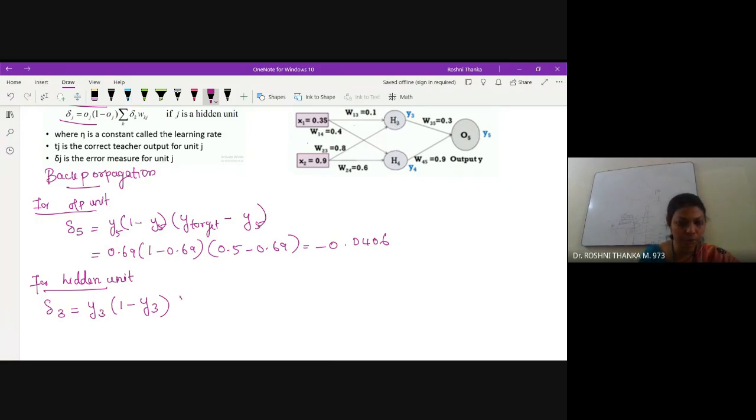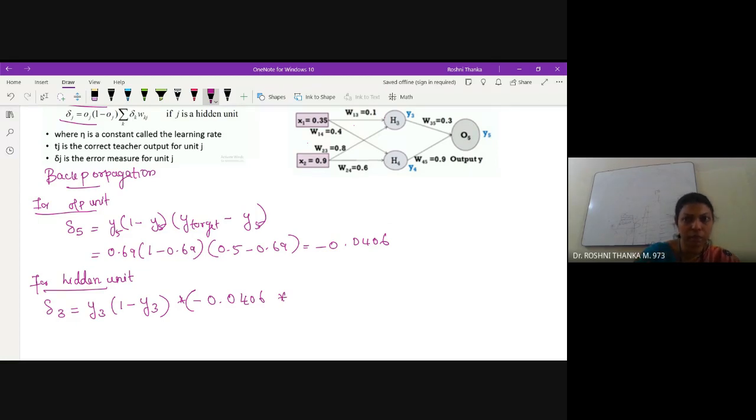And into, then what do you have to find? The delta as well as the weight. What is delta? The error. So what is the error which we got for the next node after it? The error which we got is minus 0.0406, the error for the node after this. So we'll say minus 0.0406 into weight.